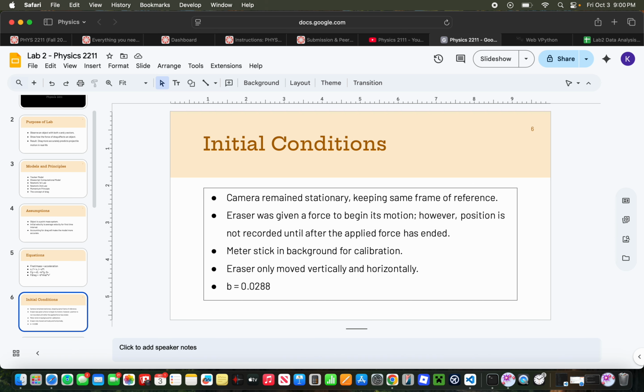And so our initial conditions here are that the camera remains stationary, keeping the same frame of reference, and the eraser was given a force to begin its motion. However, position is not recorded until after the applied force has ended. And the meter stick in the background is for calibration, and our eraser only moved vertically and horizontally, not in the z direction. And then our coefficient for drag is 0.0288.